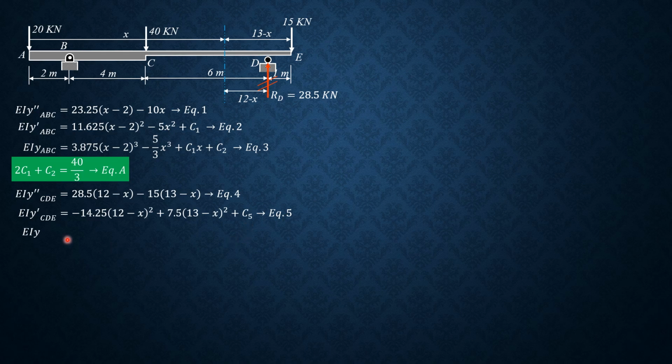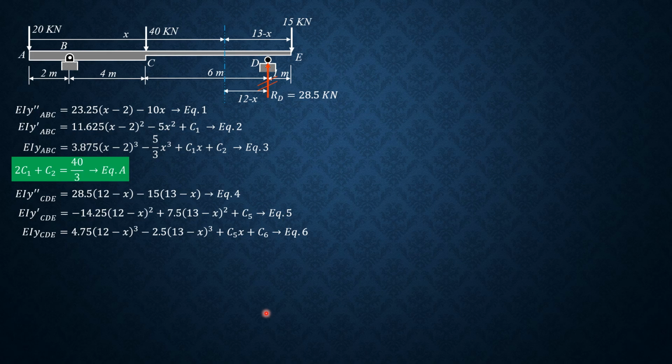So EI y CDE equals, this is positive 14.25 over 3 times (12 minus x) cubed, plus 4.75. Then this becomes negative again because we are integrating (13 minus x) quantity squared, so negative x. So negative 2.5 (13 minus x) cubed plus c sub 5 x plus c sub 6. Take note that I introduce a different constant of integration because we have a different section. Same section, but we consider the forces at the right.